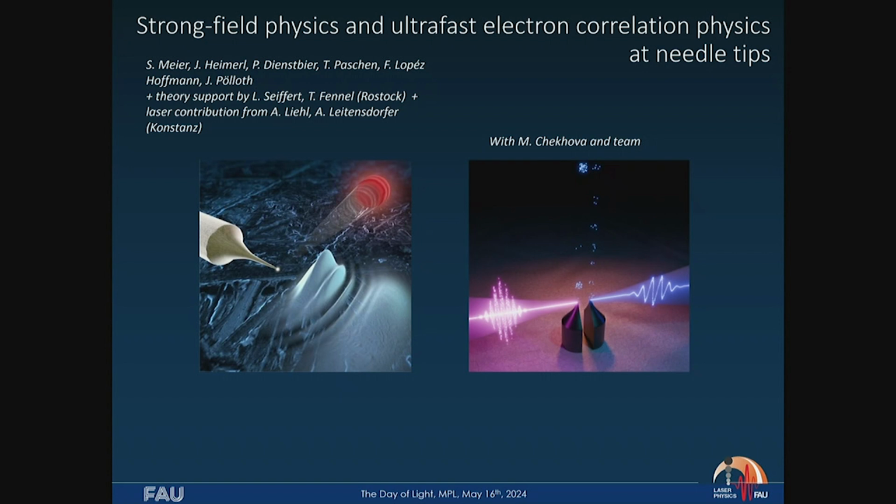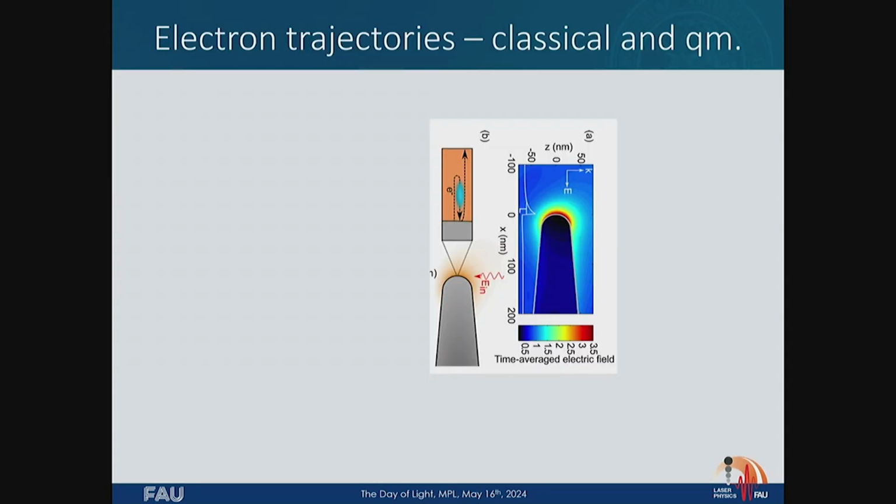I'm also going to show you something that is very, very recent. A paper just came out, a nice result together with Maria Chekhova's team, where we used bright squeezed vacuum to trigger electron emission, and you get very, very different electron counting statistics. I'm going to show you. So what do we have? We have now these sharp needle tips, and we have this optical near field that happens here at these tips. It's enhanced there. It's basically the optical analog of the lightning rod effect. And then electrons are emitted and are driven in the field.